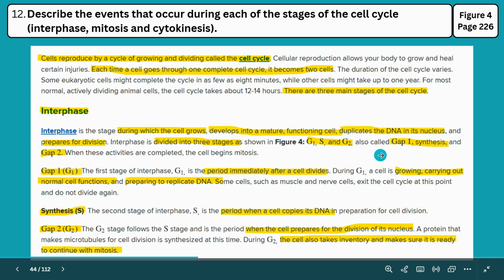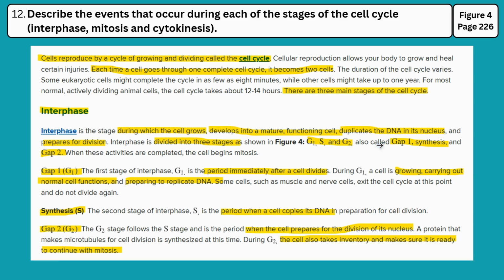Now, what is the duration of the cell cycle? A cell cycle might complete in as few as 8 minutes, while in some cells it takes a long time, maybe up to 1 year. It takes about 12 to 14 hours for most normal actively dividing animal cells. It can be 12 to 14 hours.